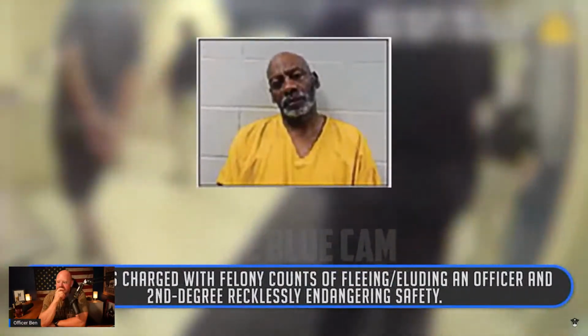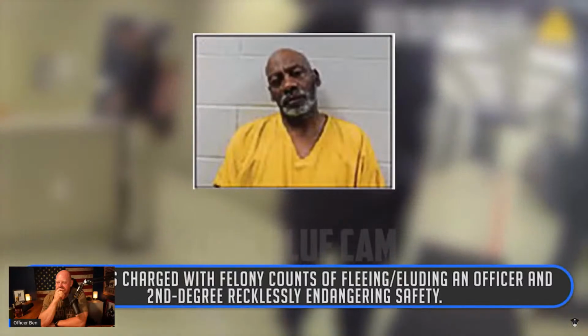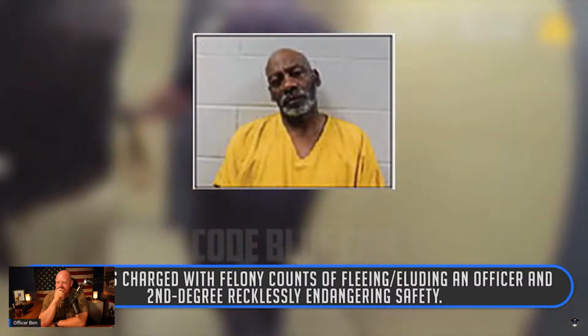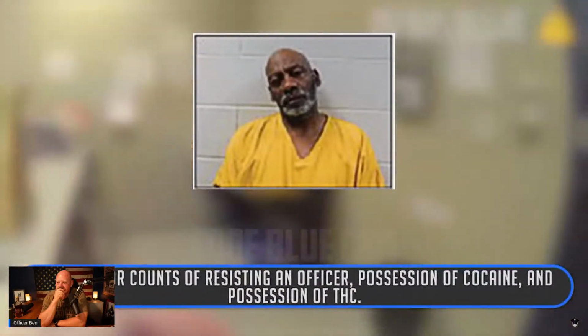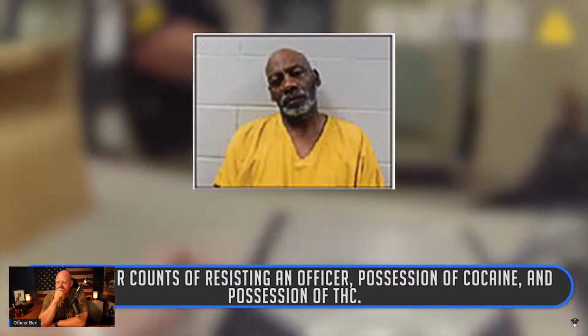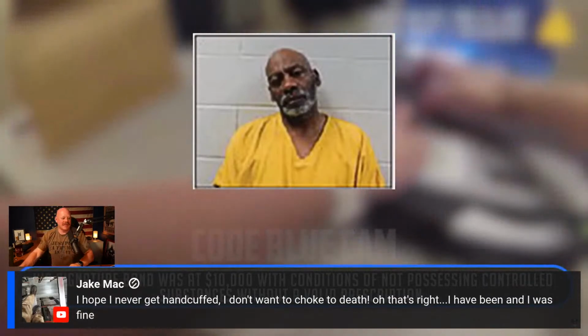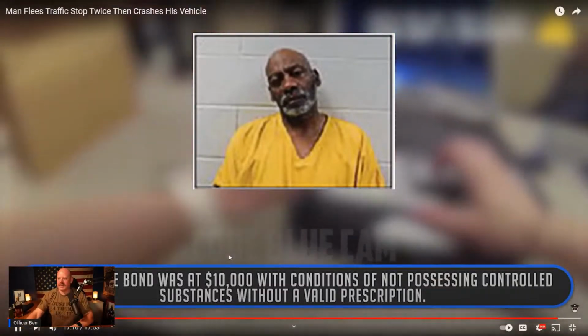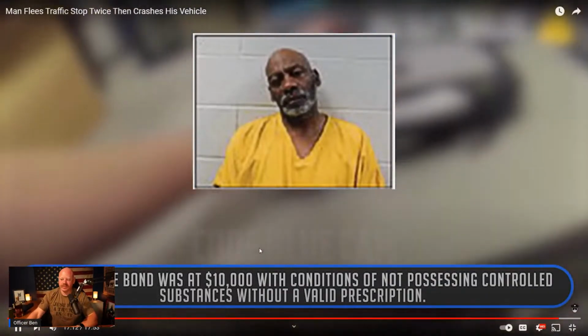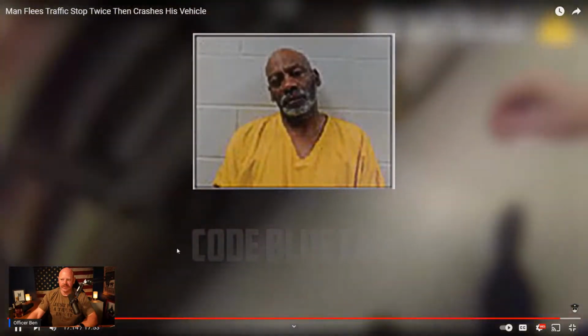Michael was charged with felony counts of fleeing, eluding an officer, and second-degree recklessly endangering safety, and misdemeanor counts of resisting an officer, possession of cocaine, and possession of THC. His signature bond was $10,000 with conditions of not possessing controlled substances without a valid prescription.